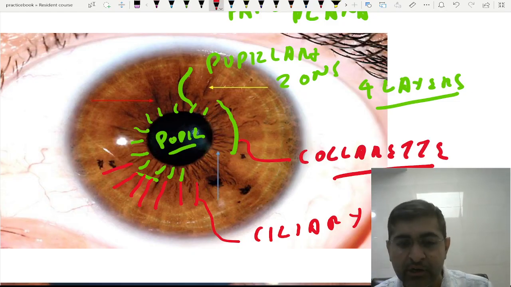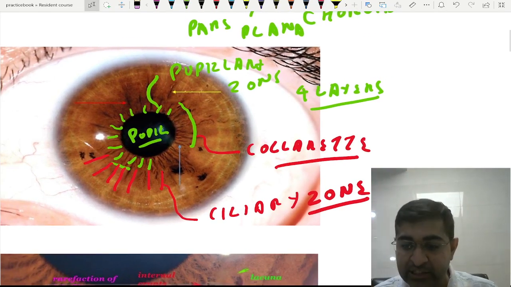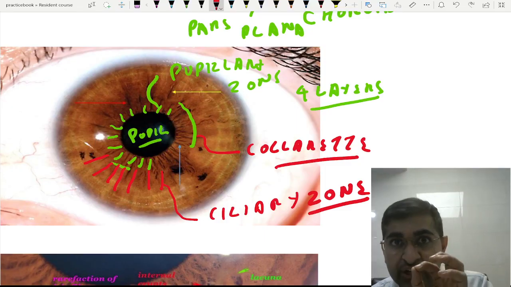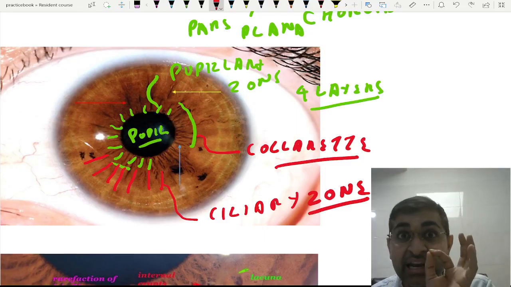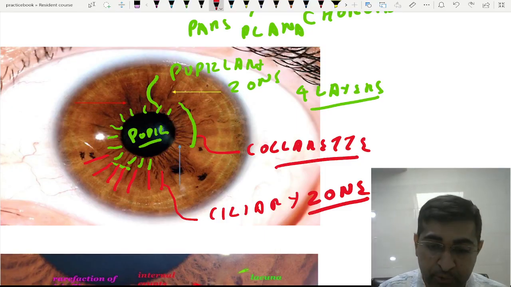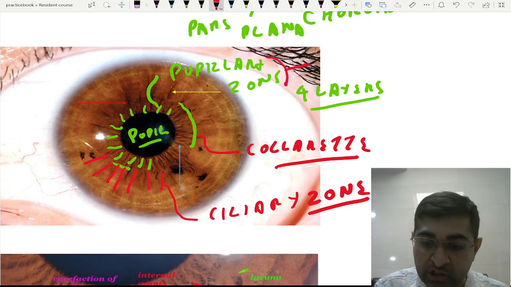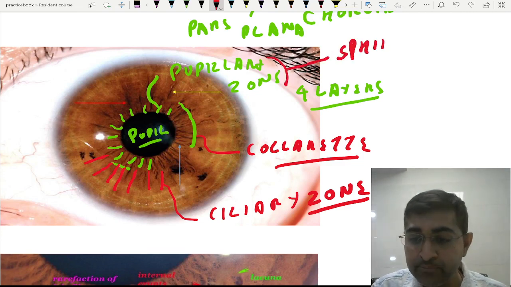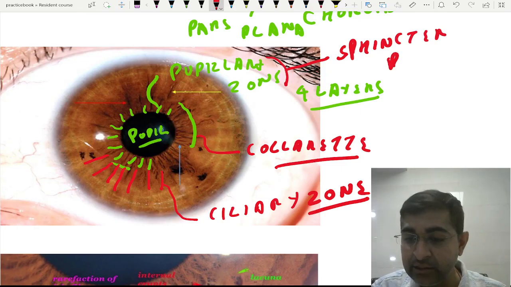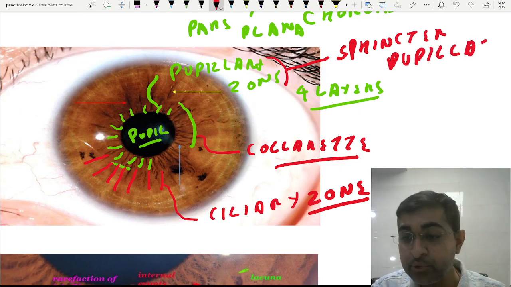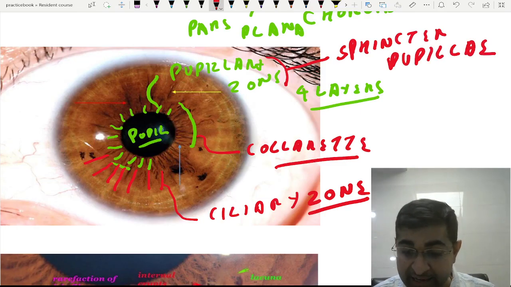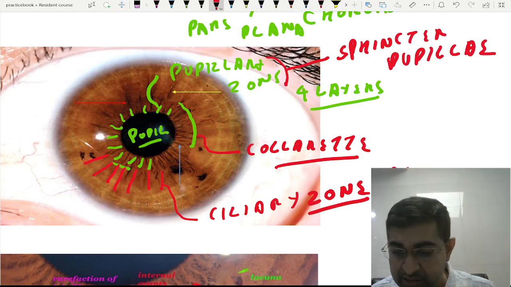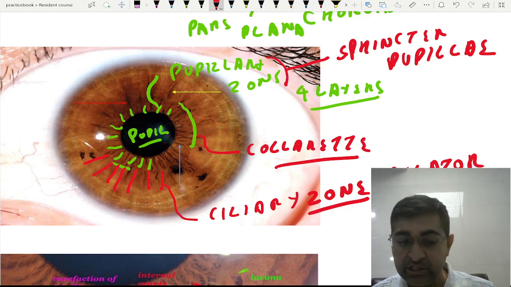Now you must have heard about 2 muscles which are present in the iris. One is sphincter pupillae, another is dilator pupillae. Sphincter pupillae lies in the pupillary zone, while dilator pupillae lies in the ciliary zone.